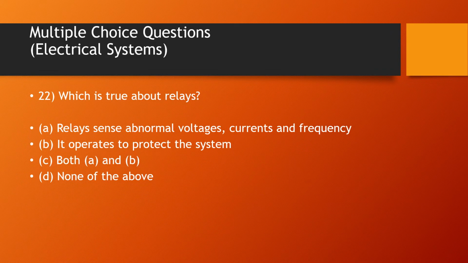Now coming to the next question, which is true about relays? Option A is relays sense abnormal voltages, currents and frequency. Option B is it operates to protect the system. Option C is both option A and option B. Option D is none of the above. And the answer to this question is option C, that is both option A and option B.